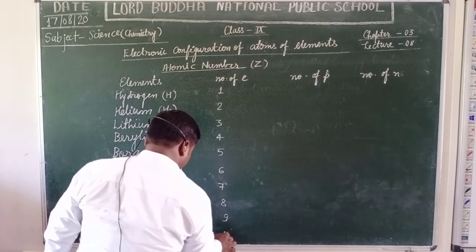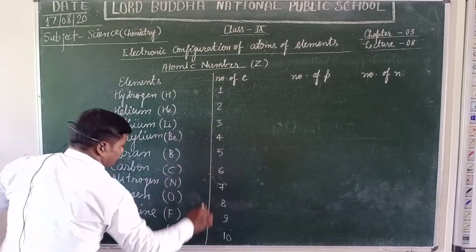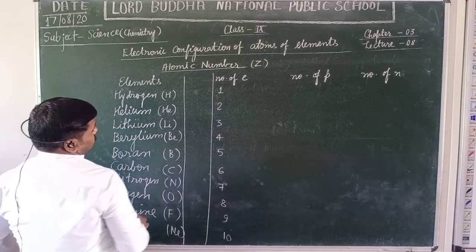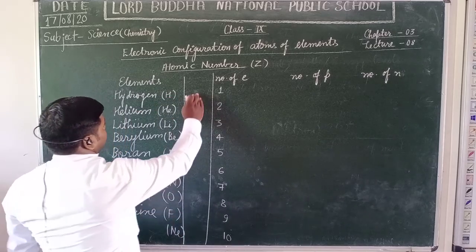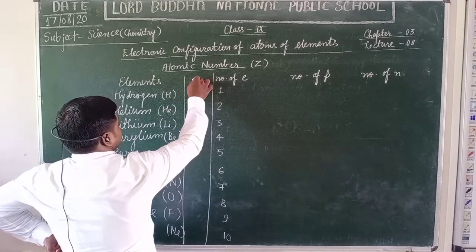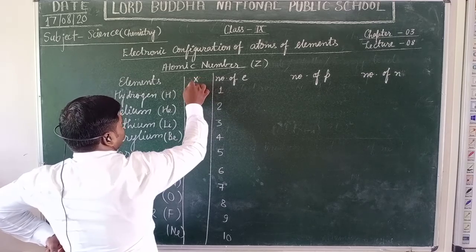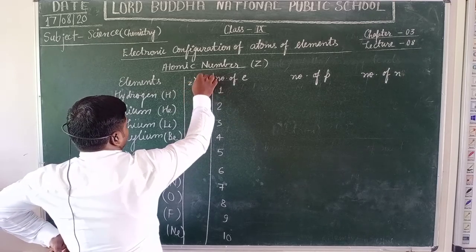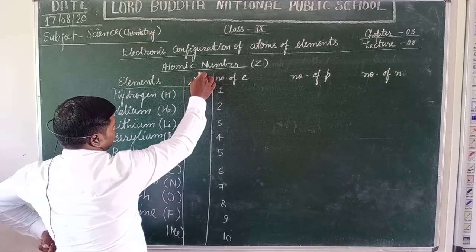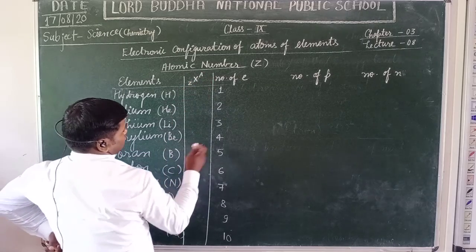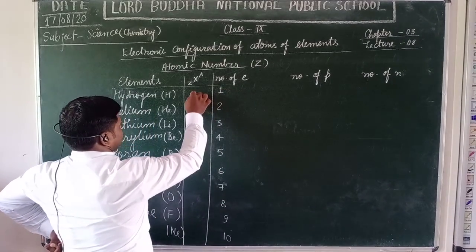From where do we find the number of electrons? Students, here I write the atomic number and mass number with the help of their symbols. Likewise, if X is an element, then Z is its atomic number and A is its atomic mass. Likewise, here I also write the atomic number and mass number of each and every element so that you can easily determine the number of electrons, protons and neutrons of the atoms.